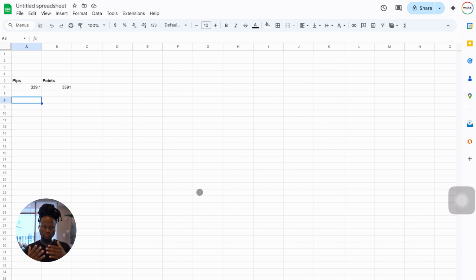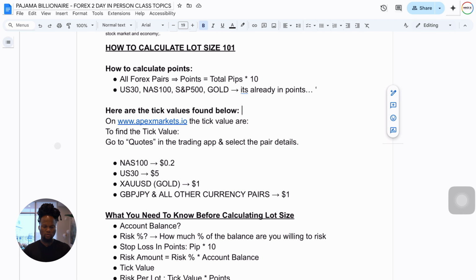Now, the next thing I want to do is, because we're actually building the formulas together, these are some notes that I did from the in-person class, showing my students how to actually calculate this. So let's dive into this now. Remember, forex pairs are already in points, and commodities like gold, indexes, are in points. So just make note of this. All forex pairs: points equal pips times 10. You multiply by 10 to get points.